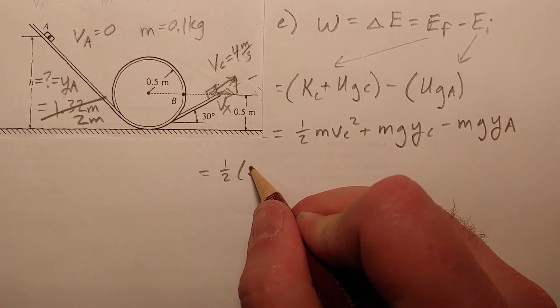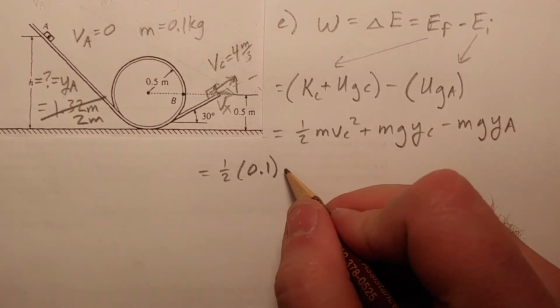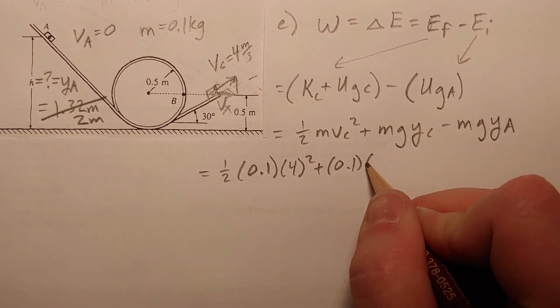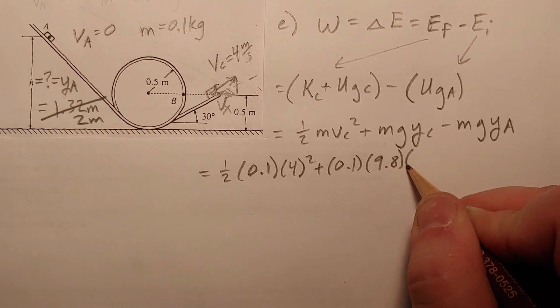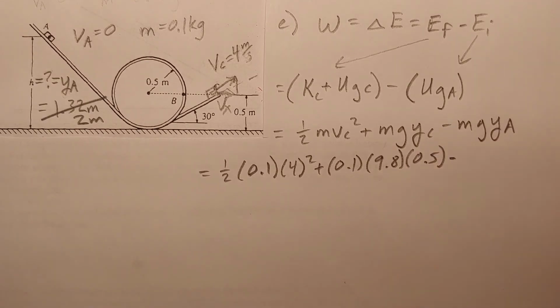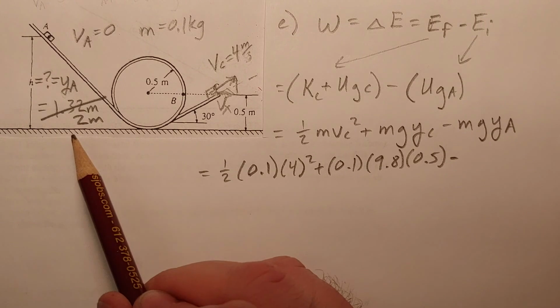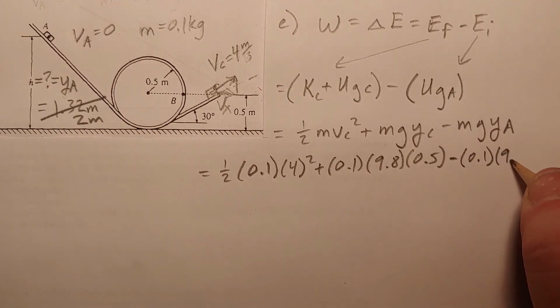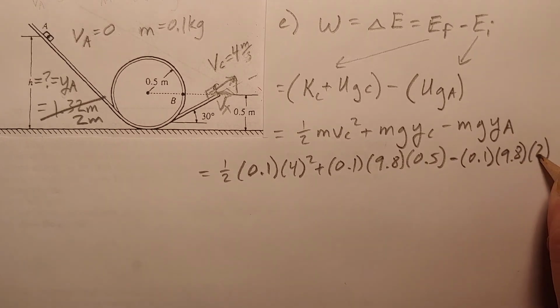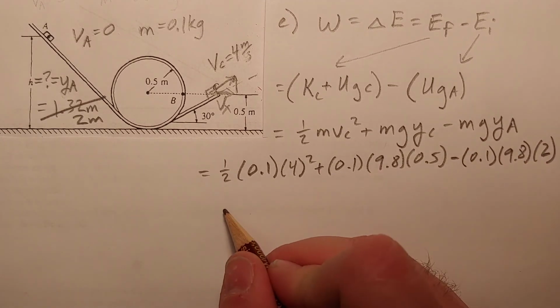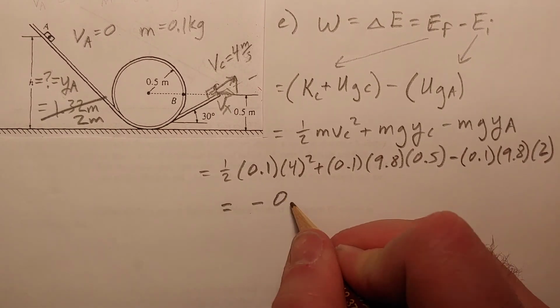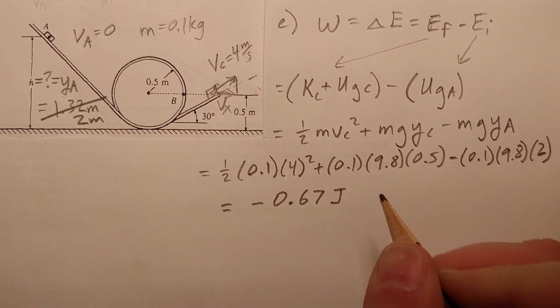1/2 times 0.1 kilograms times our speed of 4 squared plus 0.1 times 9.8 times 0.5. Remember, we've changed the height at point A to be 2 meters. We got to make sure we use that. And this should come out to be negative 0.67 joules.